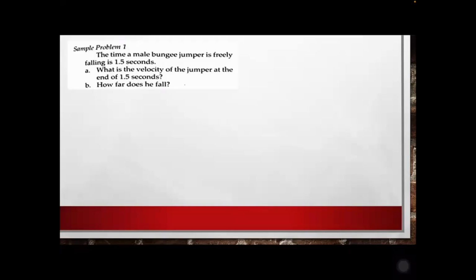Now, let's identify the givens. Of course, the jumper jumps from above, so we have Vi, or initial velocity. What is the initial velocity? This will be 0 meters per second because he starts at the top, then jumps. Another given is the time, which is 1.5 seconds. Another given, which is invisible, is gravity, which is 9.8 meters per second squared.